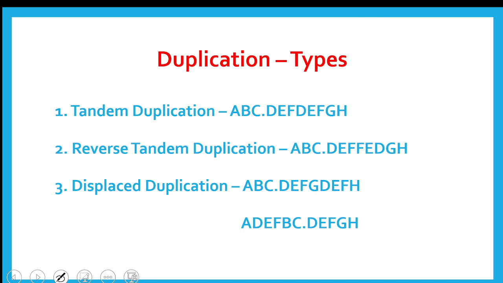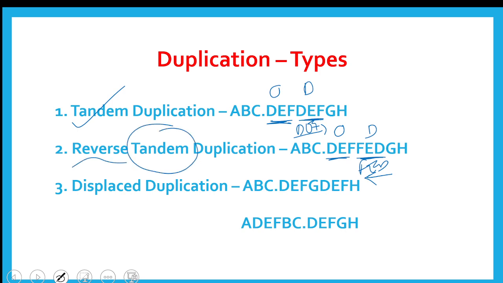What I am going to say here is, in tandem duplication, the newly duplicated segment is present by the side of the original segment. This is the original segment, this is the duplicated segment. When the duplicated segment is present by the side of the original segment, it is called tandem duplication. In reverse tandem duplication, the duplicated segment is present by the side of the original segment but in reverse order. So here it is DEF, same order. Here it is FED, in reverse order. Hence it is tandem, but the order is reversed, hence it is called reverse tandem.